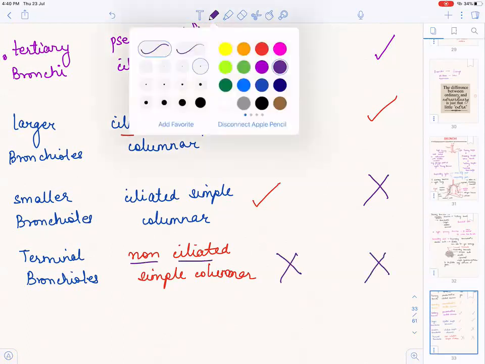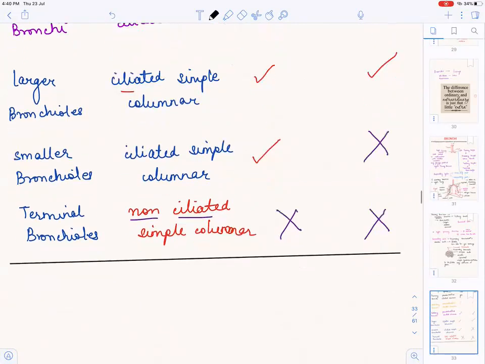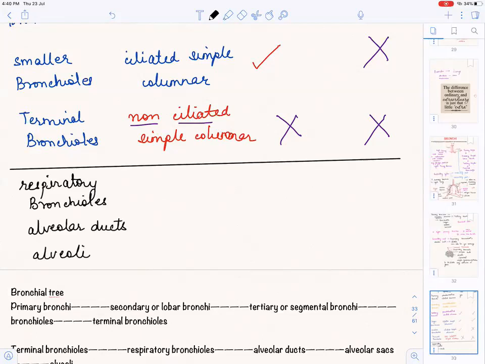So what ends over here? The conducting part ends. Now what will start? The respiratory part will start. So the first part in the respiratory part is what? Respiratory bronchioles. Remember, I showed with the diagram respiratory bronchioles, alveolar ducts, and what is budding from there? Alveoli, that are the main sites of gas exchange.